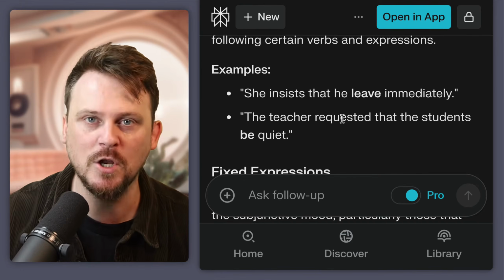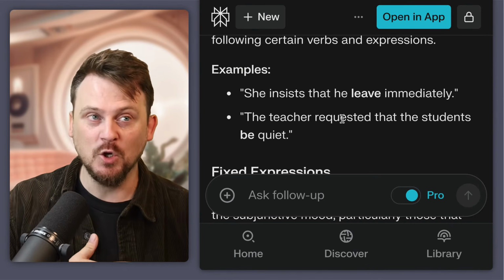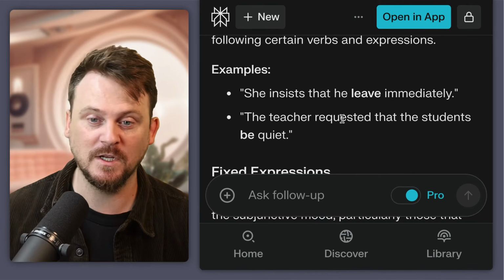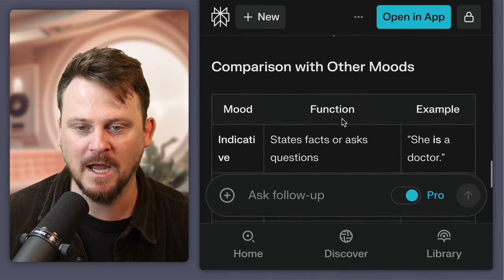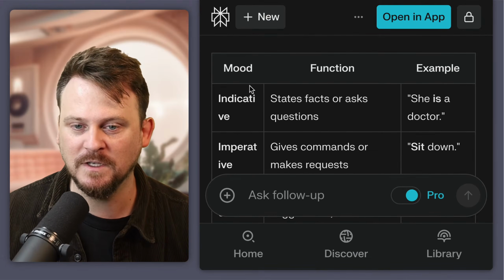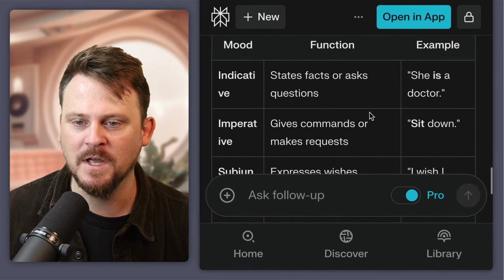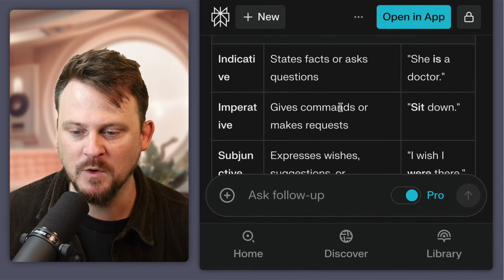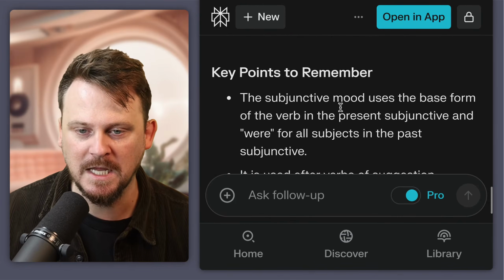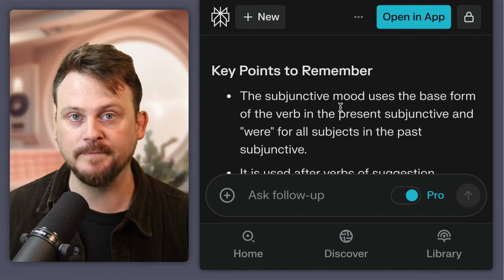Perplexity is a good place to get information. I have found myself using Perplexity much more than Google recently, personally. It's a really interesting tool, a really great tool. And I like that it has sources. I like how it organizes information. For example, this table here, indicative, imperative, and subjunctive, giving me examples of the different types of moods. It is pretty cool in my opinion. But check it out and let me know what you think.